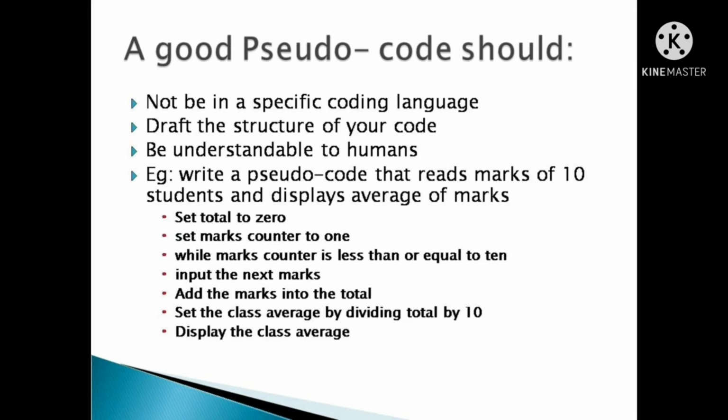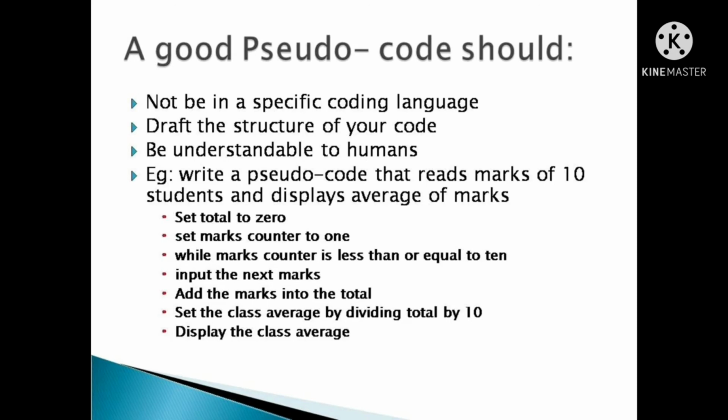Example, write pseudocode that reads the marks of 10 students and displays the average of marks. The first step, set total to 0, set mark counter to 1. While mark counter is less than or equal to 10, input the next mark.